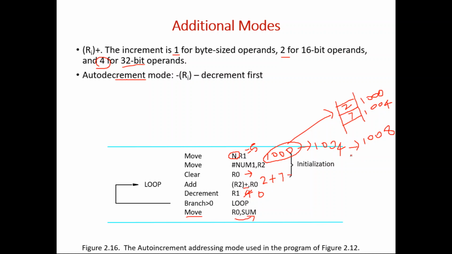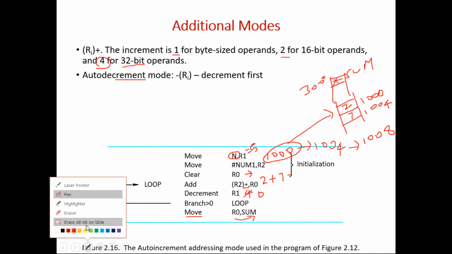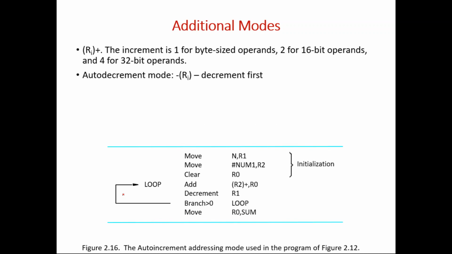Sum refers to some memory location, maybe one of the memory locations given the name sum, say address 3000. Whatever the final result, that will go there. Fine. That's it about the different addressing modes we are using. Let us stop here. Thank you.